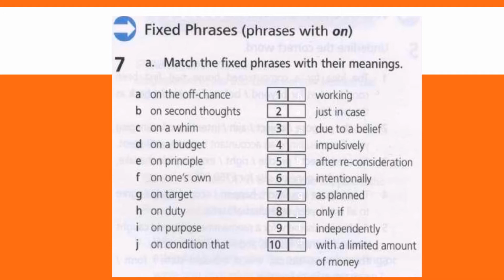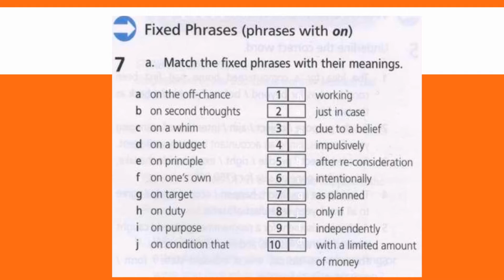Due to a belief will be equal in meaning to on principle. So if you have a specific belief, you are doing things on principle. For number 4, impulsively. Impulsively is equal to on a whim. So it means like it's not arranged, it's impulsively, on a whim.